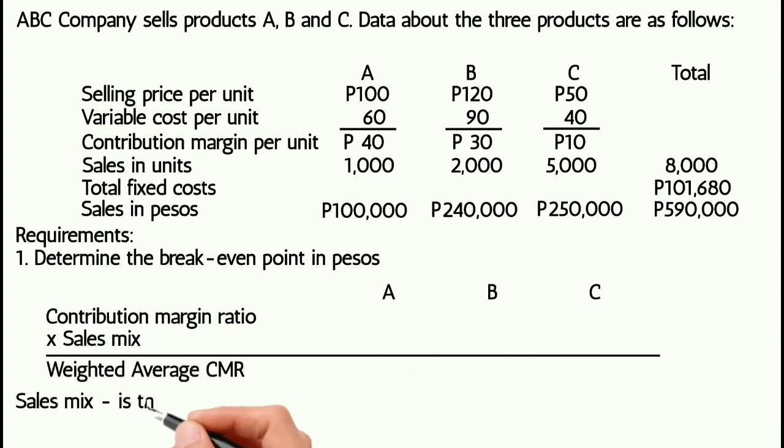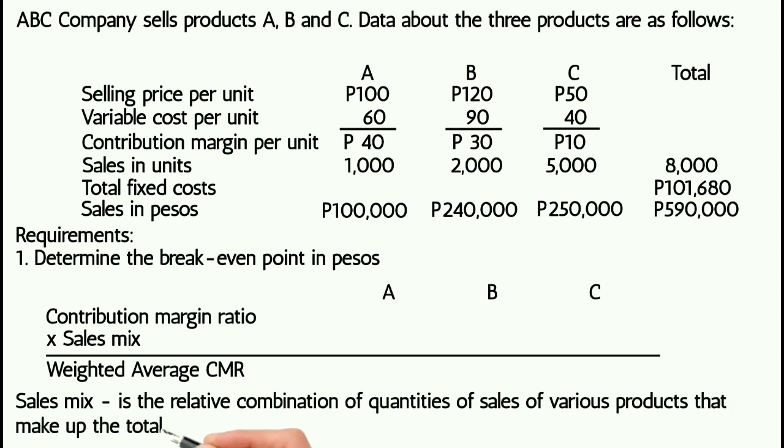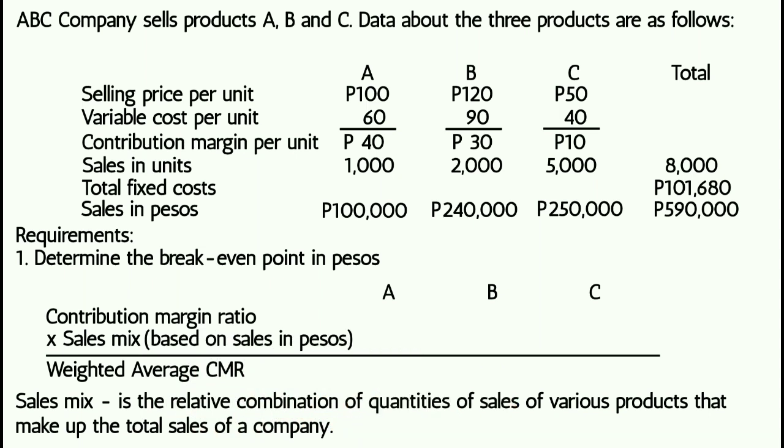Ano ba yung sales mix? Sales mix is the relative combination of quantities of sales of various products that make up the total sales of a company. For purposes of computing the weighted average contribution margin ratio, the sales mix is determined using the sales in pesos. So kapag ang hinahanap ay weighted average contribution margin ratio, palagi kayong magbe-base sa sales in pesos. As I said earlier, para makompute yung weighted average contribution margin ratio, imumultiply natin yung contribution margin ratio for each product sa sales mix. One of the ways to compute the contribution margin ratio is contribution margin per unit divided by selling price per unit.